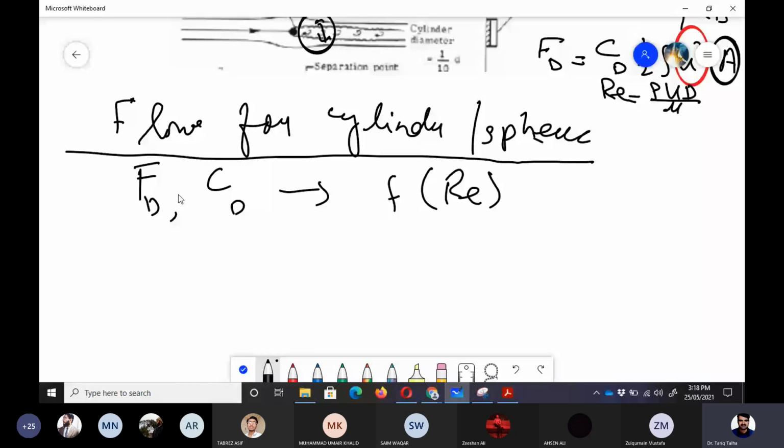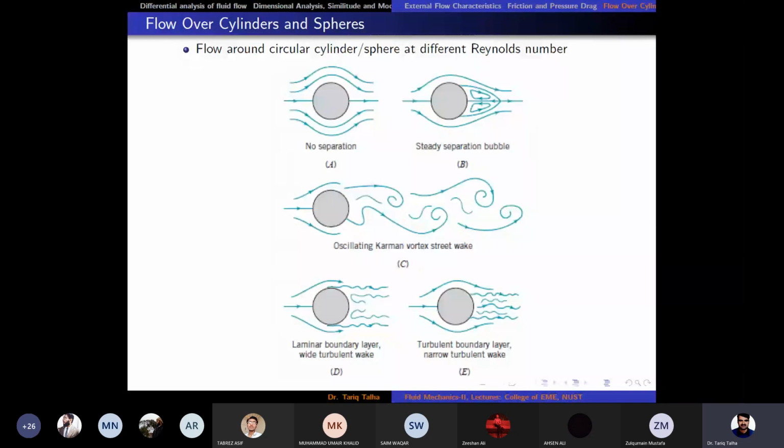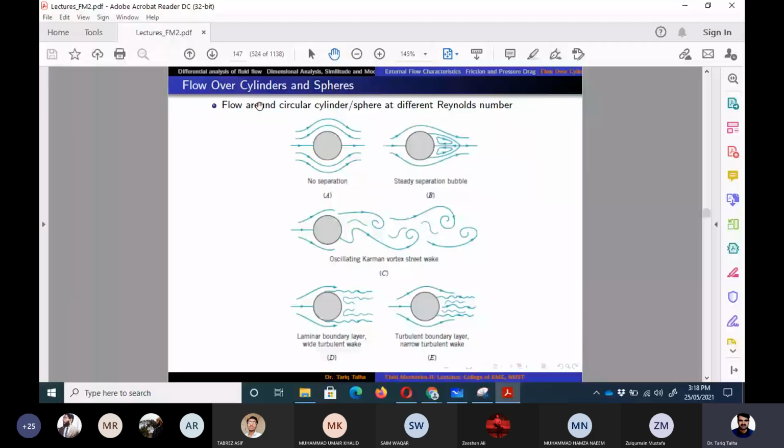So we are going to discuss different flow scenarios for different Reynolds number for flow over cylinder. So let me take you through those different flow scenarios. So first of all, I am going to copy the first figure here. So now the flow is going from left to right, right? So here, let me copy it. So this is the figure A.